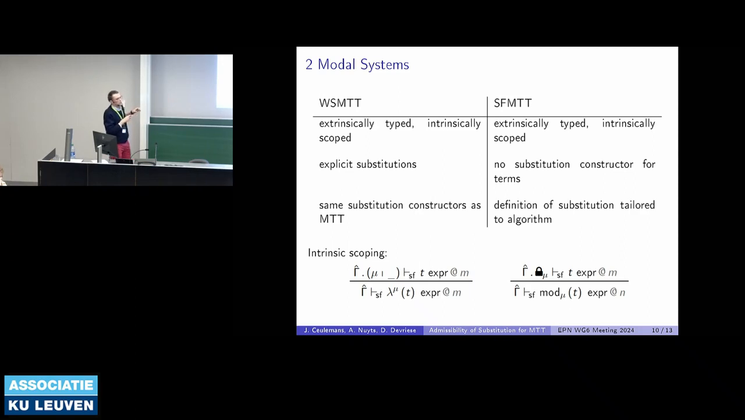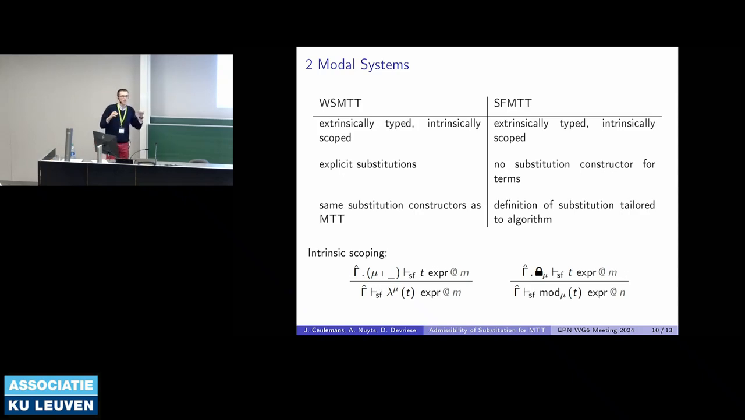And then well-scoped MTT is basically just MTT, but extrinsically typed. So all the other details we try to more or less make the same as in the presentation of MTT. So we also have explicit substitutions, and we also have the same substitution calculus and an entire system of axioms that give us these equalities between substitutions and substituted terms. On the other hand, SFMTT has no constructor for applying a substitution to a term.